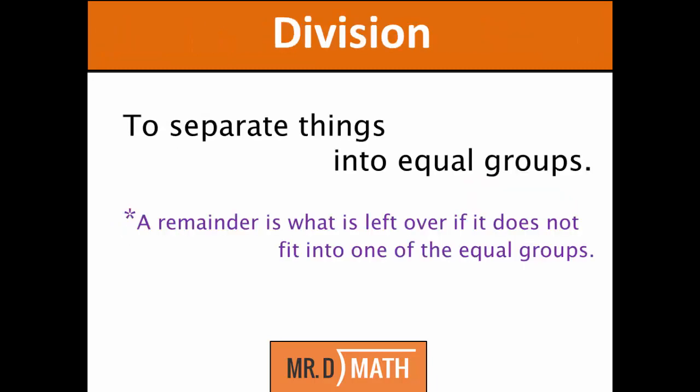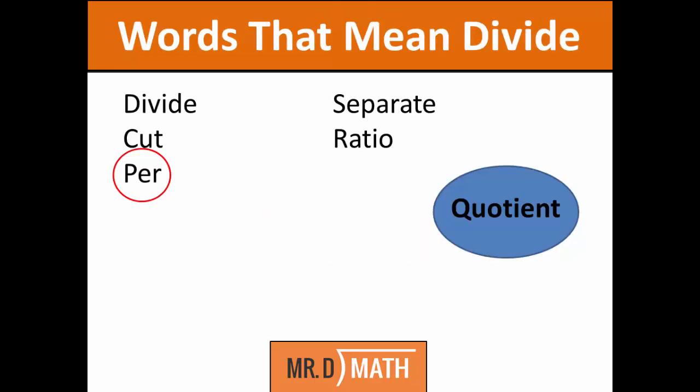How about division? Separate things into equal groups. And if there's something left over, if it doesn't fit in the equal group, we call it a remainder. Easy enough. Did you notice that as the operation gets harder, it's easier to define? Go figure. All right, well, here are some words that mean divide: divide, cut, separate, ratio, per, and the word quotient, the answer to a division problem. Now, why do I have the word per circled in red? Well, think about this word, percent. And you're like, I know that word. That's the one where you move the decimal 2 places to the left when you see the percent sign.